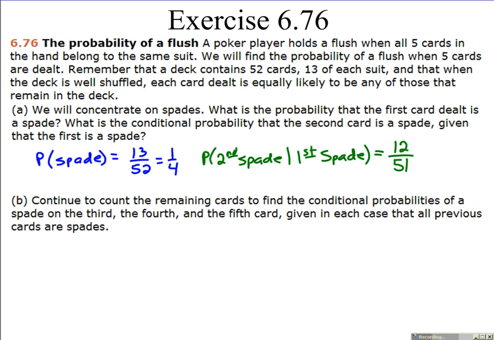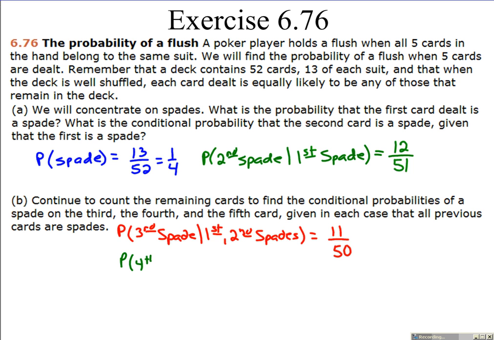Continue the count of the remaining cards to find the conditional probabilities of a spade on the third, fourth, and fifth card, given that all of the previous cards are spades. So the probability of a third spade given that the first and second cards were spades. Well, now I have 2 less spades, so there's only 11 left. 2 less cards, only 50 cards left.